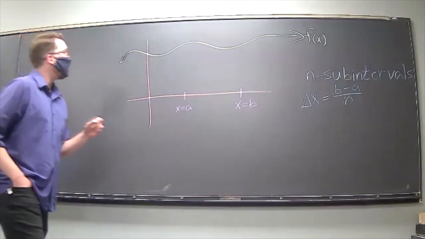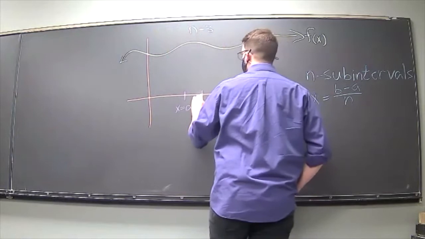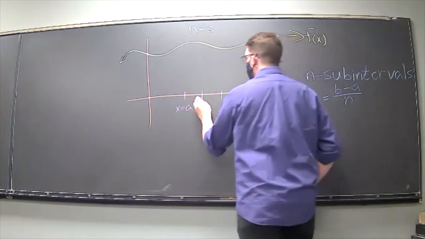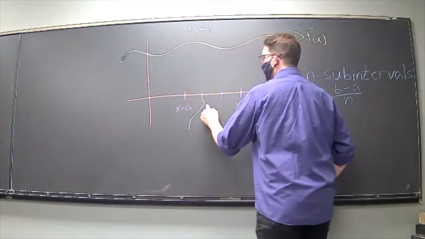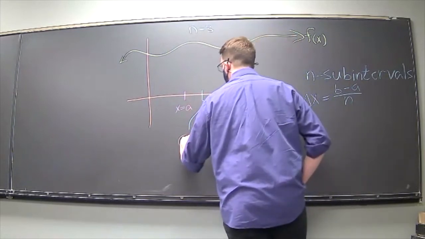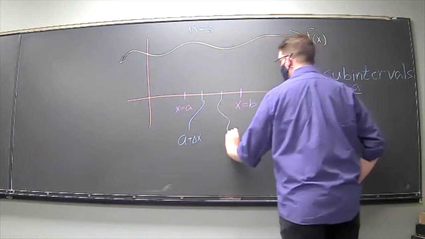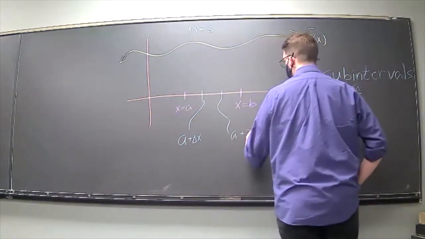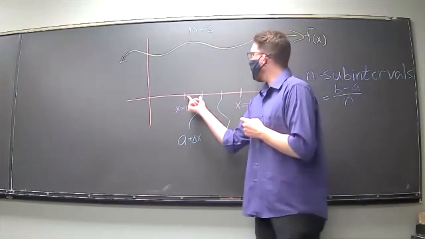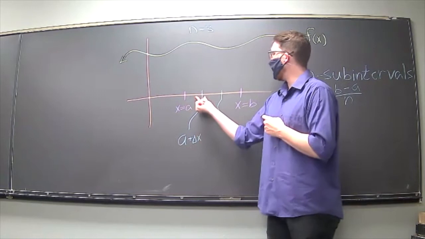So for our example, let's say n is equal to 3. Okay, so this first point that represents the end of our first interval and the beginning of our second interval, it's going to be a plus delta x. The second one is going to be a plus 2 delta x. And that makes sense, right? Because what we're saying is we want to go delta x from where we started. So we start at A, we add delta x.